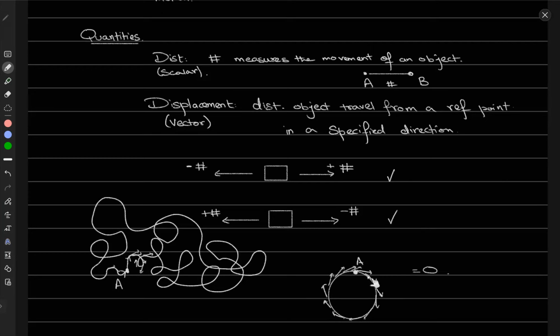So that's why, if your starting and ending point are the same, then the sum of all these individual vectors on that path will always add up to 0. This will always be true, right? So that's why we say that displacement, if you start from the initial position and end at the final position, which is the same, the displacement is 0.